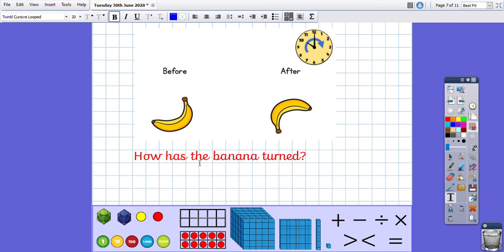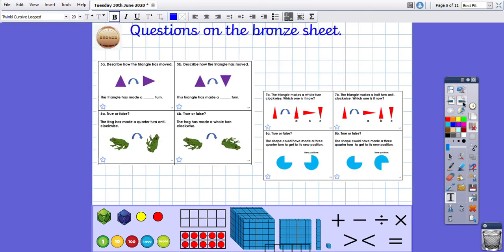How has the banana turned? I want you to do this on your own, and this again is a challenge for you. How has the banana turned? Maybe draw it on a piece of paper and turn it round yourself, and you can let us know what you think the answer is.